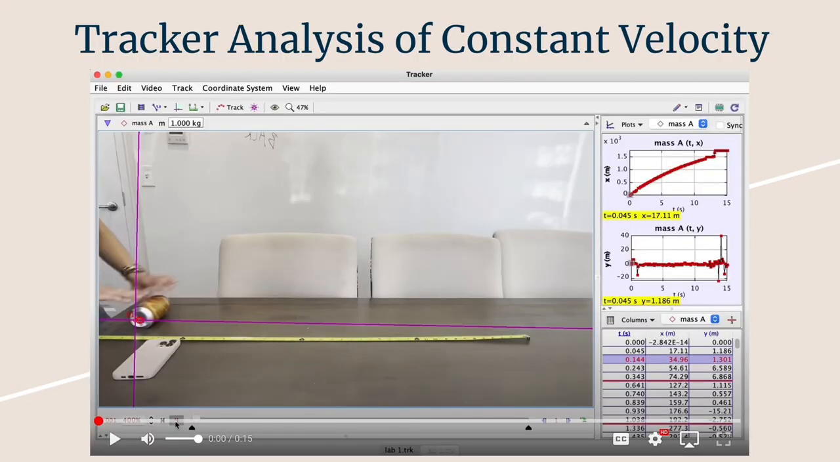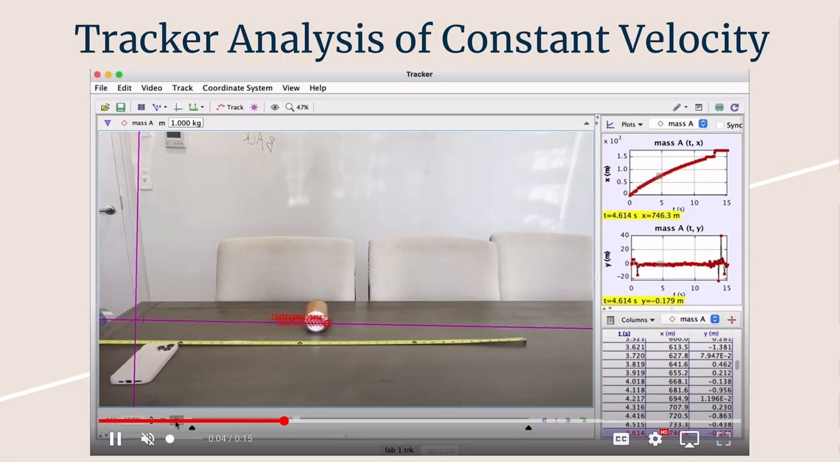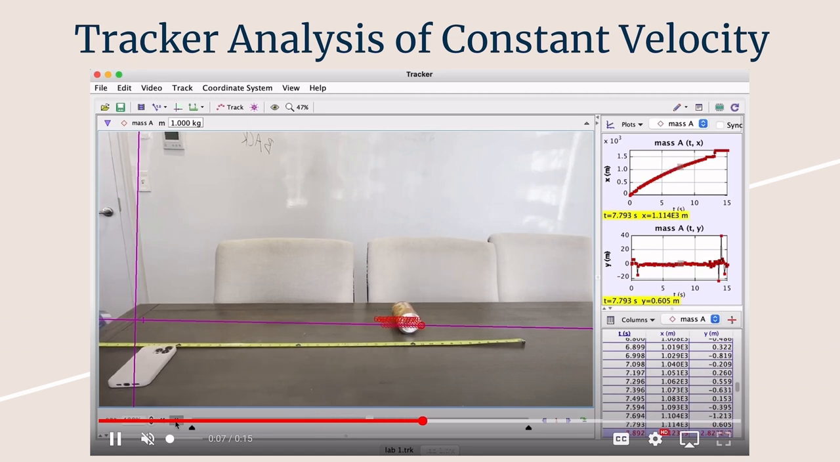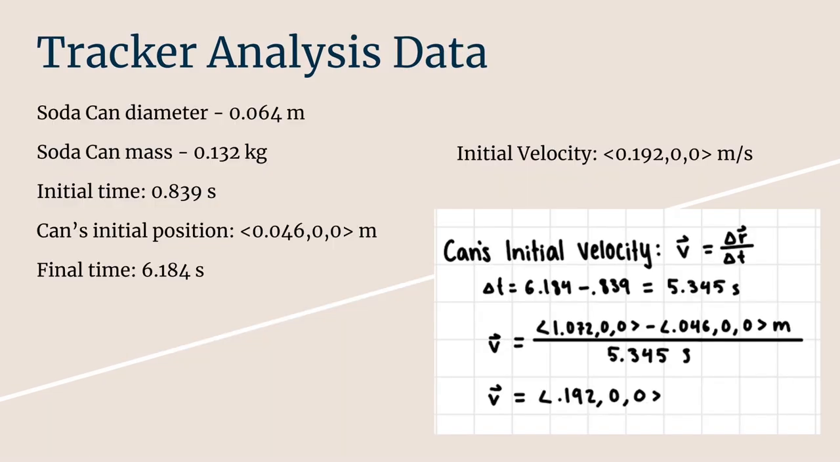Here's the tracker analysis of the soda can's motion, which measures the position of the soda can as a function of time. The soda can moves from left to right, so it moves in the positive x direction, which creates a positive slope of position versus time. Here's the tracker analysis data, which I used to help build the computational model. The approximate diameter of the soda can was 0.064 meters, and the mass was around 0.132 kilograms. I also recorded the initial start time of the can's rolling and the final time after it reached a meter, and then the can's initial position.